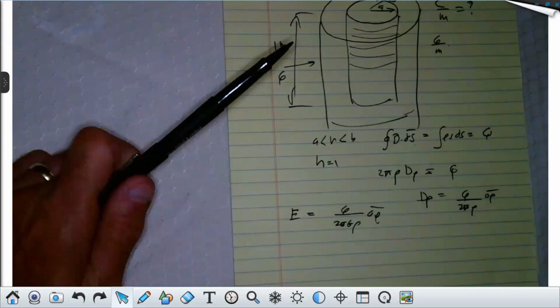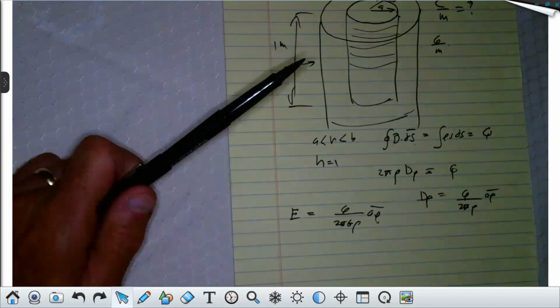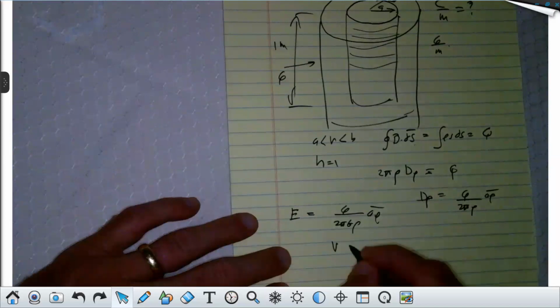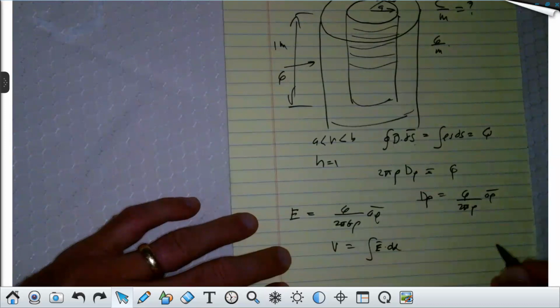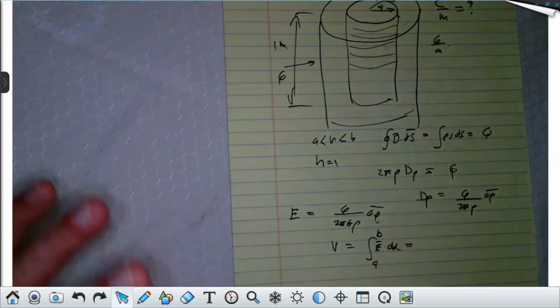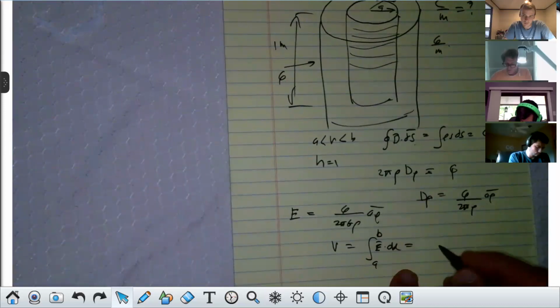Think about it. If we got E, what's the next thing we need? We're almost there. We need V, don't we? Oh, yeah. All right, so how do we get V? The integral of E, right? E dot dL, and we integrate it, right? Yeah. And we'd integrate from A to B. And we just get rid of the negative sign if it turns negative. So this is going to be equal to what?